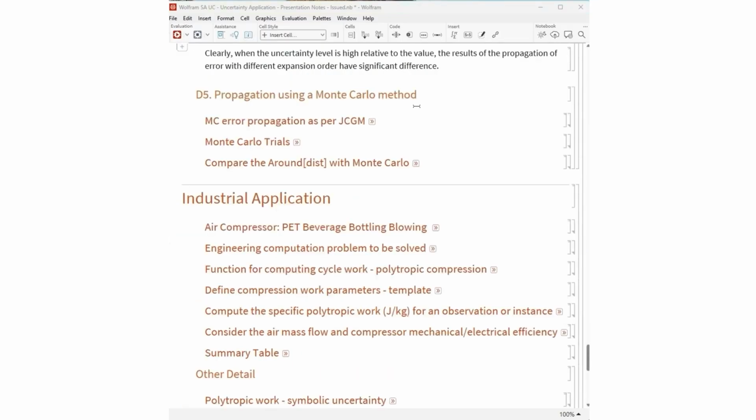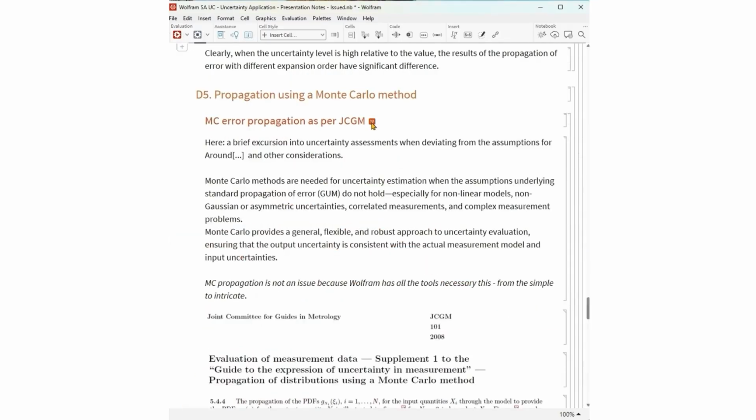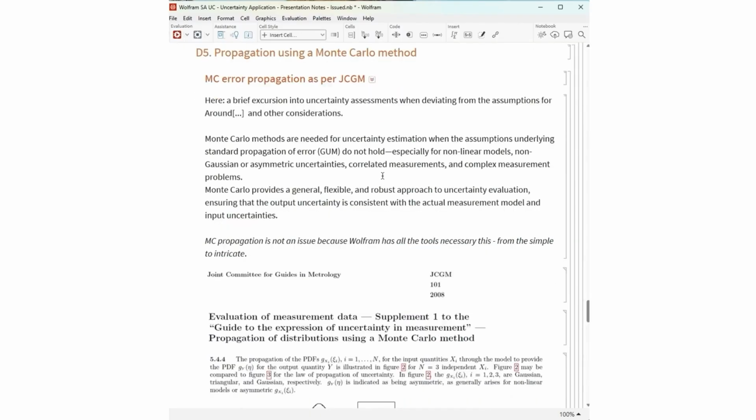Now moving on to Monte Carlo methods. There are situations where the propagation of uncertainty can be highly complex. Say one is uncertain about assumptions on the data generating process, especially with nonlinear models, non-Gaussian or asymmetric uncertainties, correlated measurements, and complex measurement problems. Then you'd want to employ Monte Carlo propagation of errors. This is well defined in the JCGM.